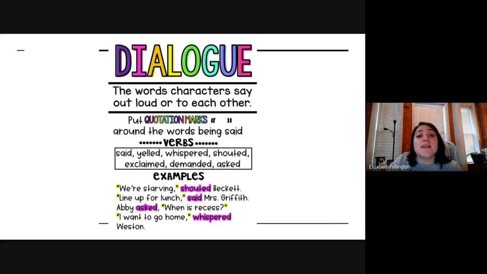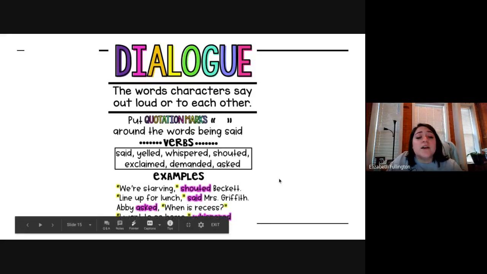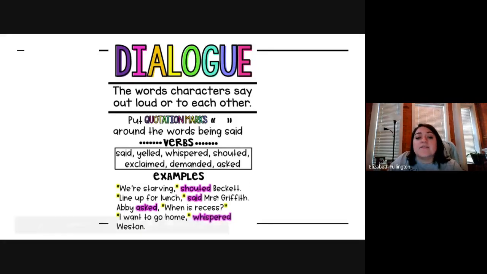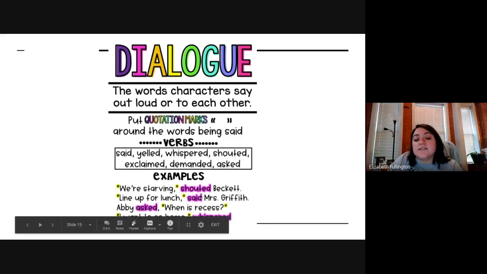So some verbs that may be said, those are your speaker tags. Your speaker tags are clues that the character is talking. And some of these speaker tags or verbs are said, yelled, whispered, shouted, exclaimed, demanded, and asked. And so some examples of dialogue. You notice that the yellow quotation marks are what the character is saying. And then the speaker tags or the verbs also tell us how the character is saying it. Okay.